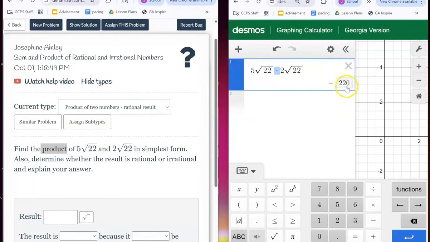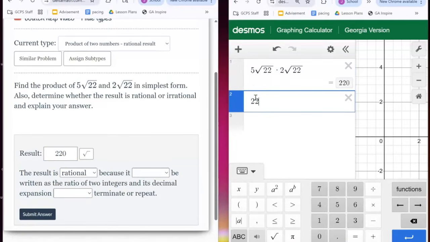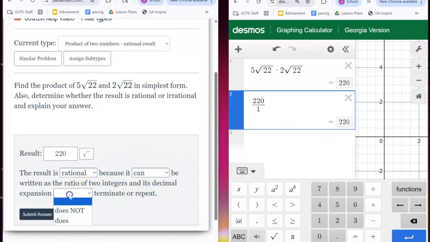Oh, and I don't have to do anything here because it simplifies to a whole number. So this is 220. All right, this result is rational. Why? Because I can write 220 as a fraction of whole numbers, of integers. So it can be written as a ratio of 2 integers, and its decimal expansion does terminate or repeat. It ends at 220.